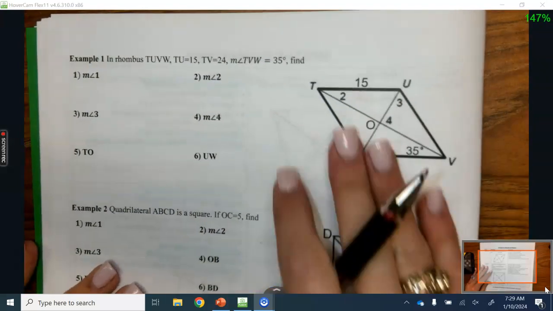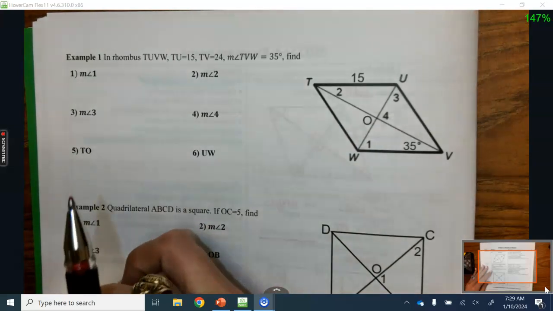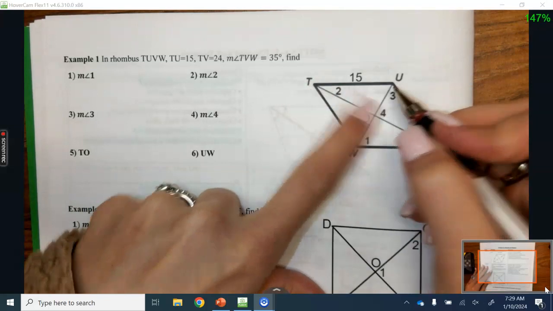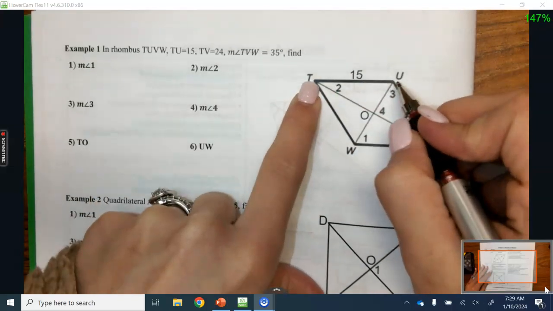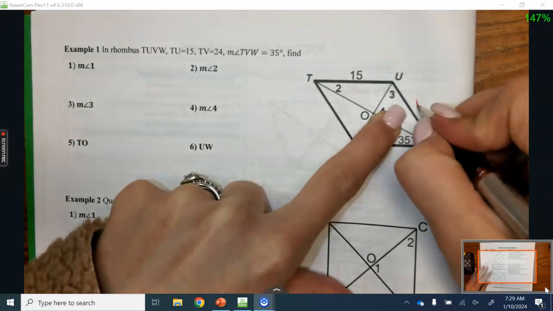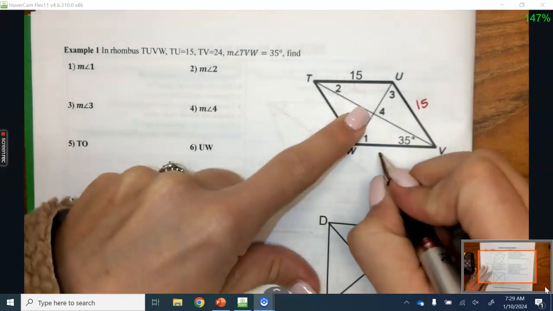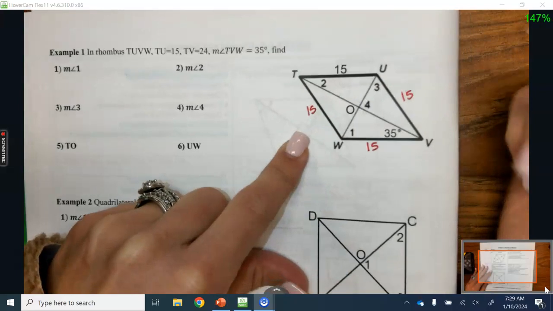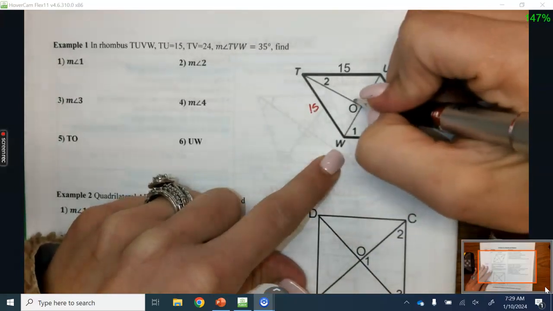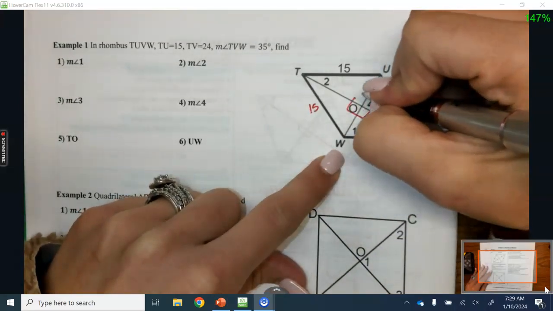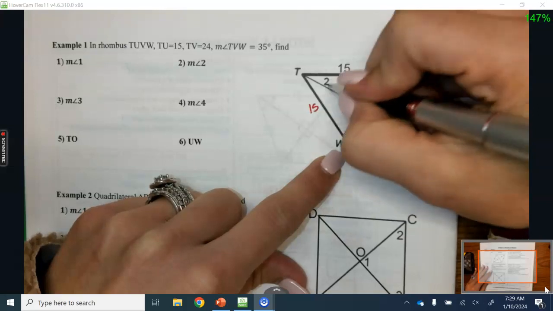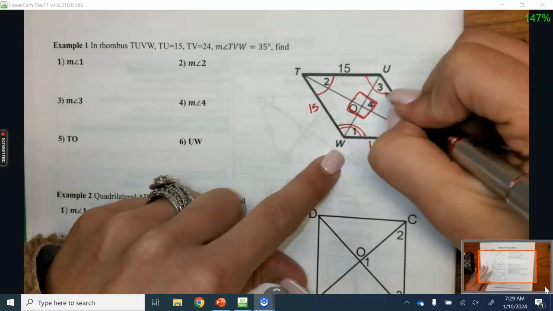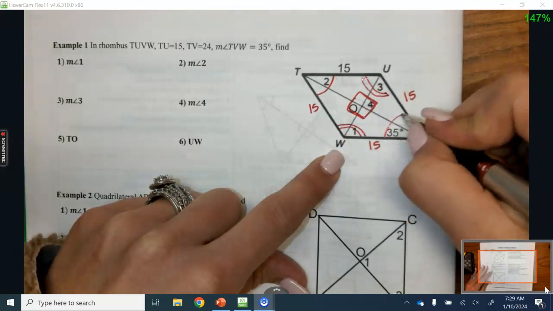Example 1 here is rhombus TUVW. So if I have a rhombus, I know that all four sides are congruent. They told us that side TU is 15, making UV 15, WV 15, and TW 15. If it's a rhombus, I know that my diagonals are perpendicular, so there are four right angles. And I know that opposite angles are being bisected. Okay, opposite angles are also congruent.